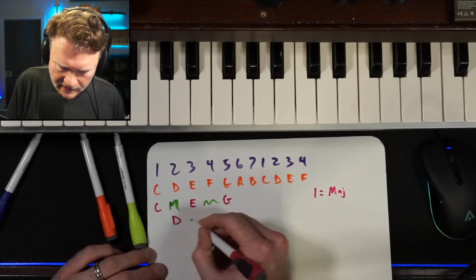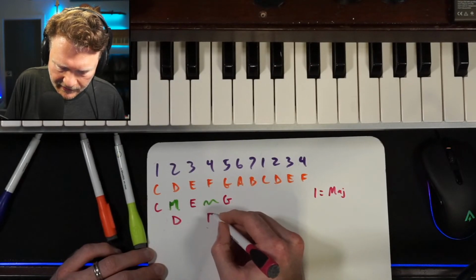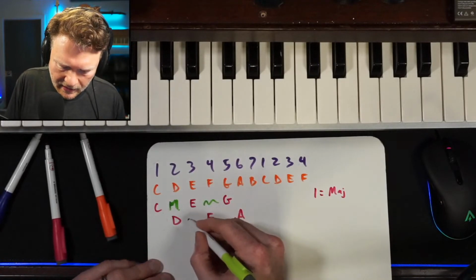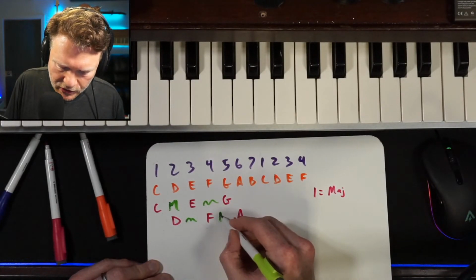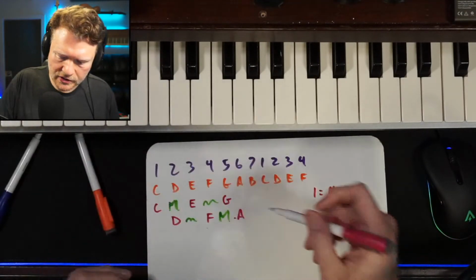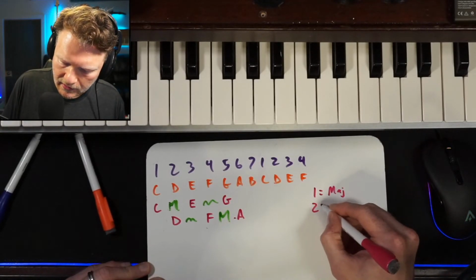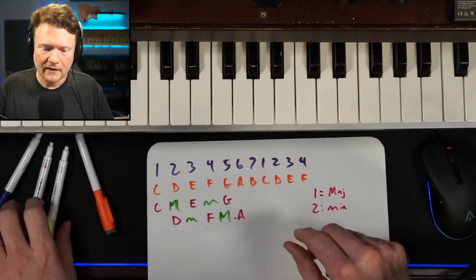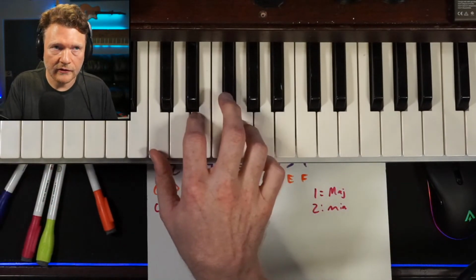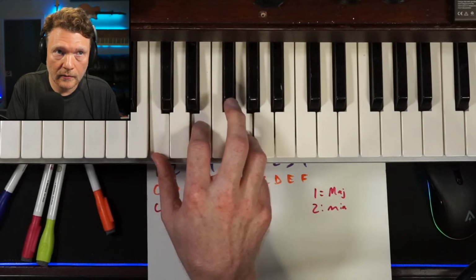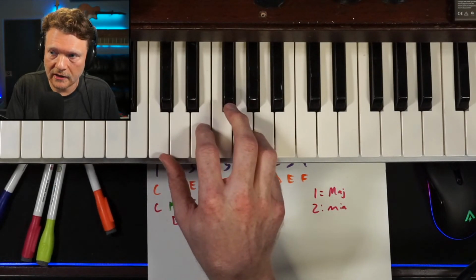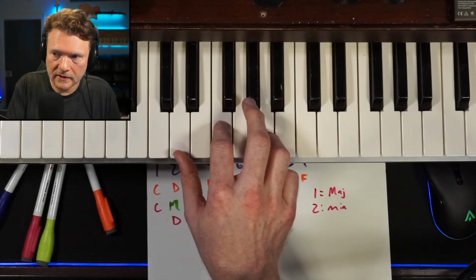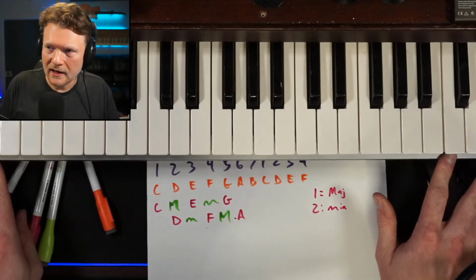So we have D, skip the E, we'll go to F, skip the G, and we'll go to A. Okay. And this is going to be a minor third followed by a major third, which we just saw a second ago is a minor chord. So right off the bat, there you have it. The first chord, your one chord, is going to be major in a major scale. And then it's going to be minor. Okay? We'll go to the next one.